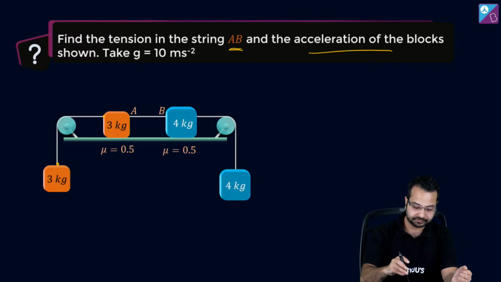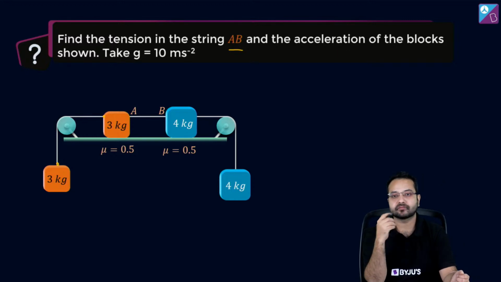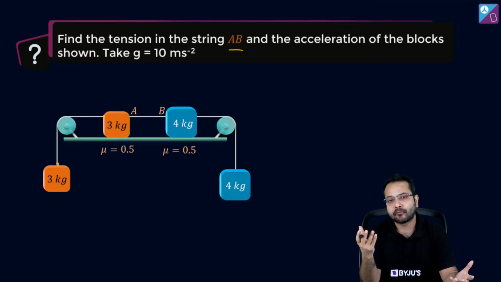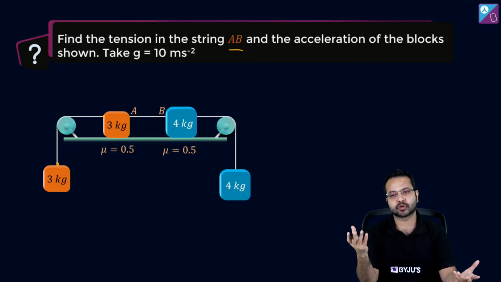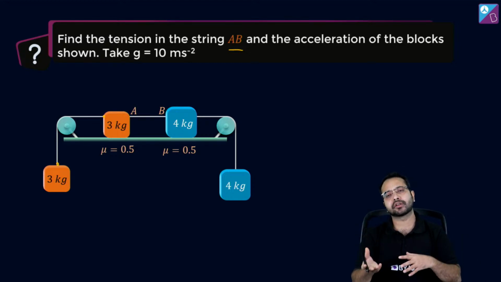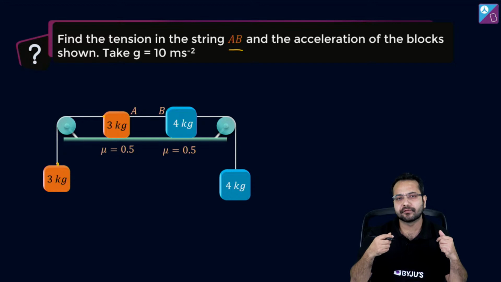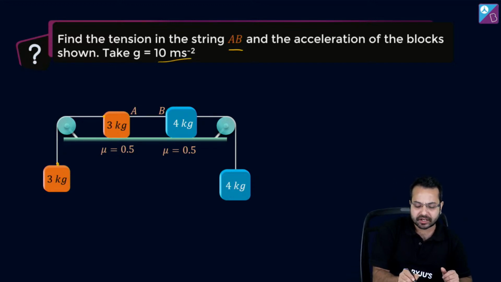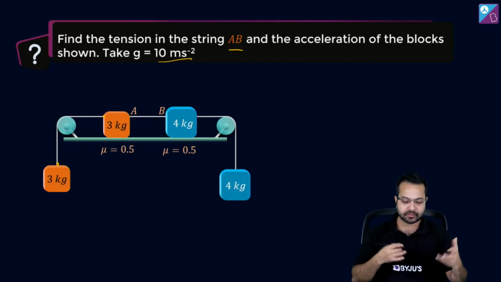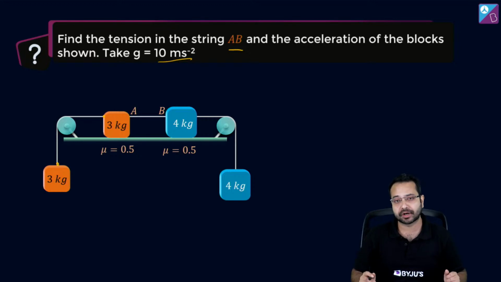All right. So whenever we have a question on Newton's laws of motion, whether there is friction involved or not, the first thing is to draw the free body diagram. I'm taking g as 10 meter per second square. So I'll start drawing the free body diagram.